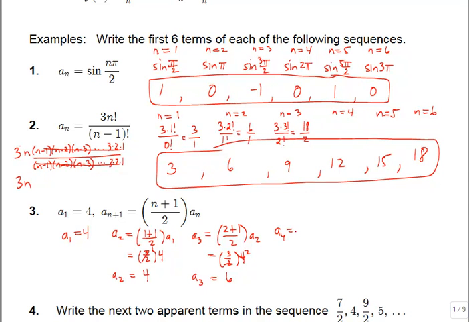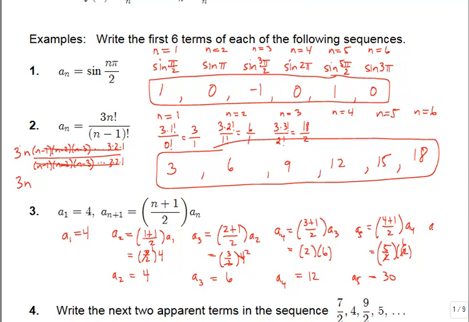So a sub 4 is when we're letting n be 3. So this will be 3 plus 1 over 2 times a sub 3. That's 4 over 2, which is 2. And a sub 3 was 6. So this is 12. A sub 5, we're actually going to use n equal to 4. So this will be 4 plus 1 over 2 times a sub 4. That's going to give me 5 halves times 12. Reducing, 5 times 6 gives me 30.